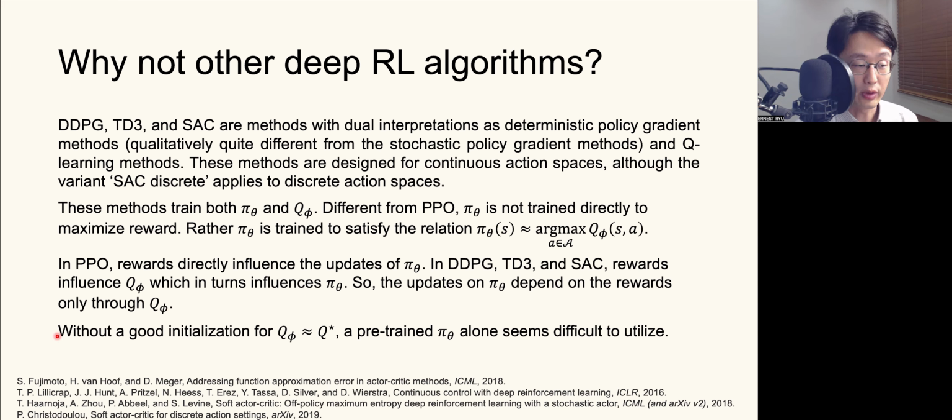But in the setting of reinforcement learning on large language models, we have a good initialization. We have a good pre-trained model for the policy pi, but we don't have a good initialization for the Q function. When we only have a good initialization for pi, that alone seems difficult to utilize effectively. Because we only have a good initialization for pi theta and not for Q, and because, different from PPO, the accuracy of Q is much more important in these SAC type methods, it's probably difficult to effectively utilize these methods for reinforcement learning on large language models.